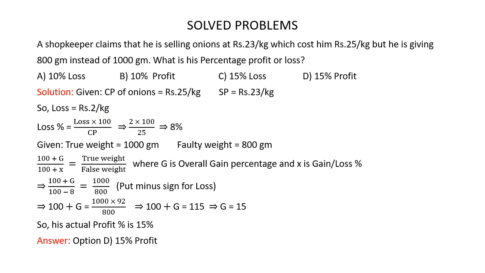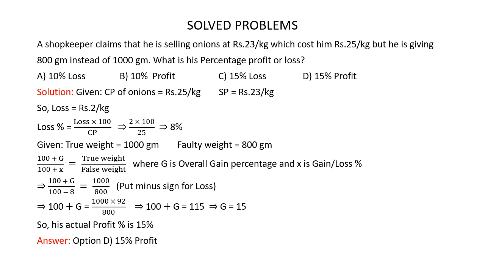Now we know that loss percent is equal to loss multiplied by 100 divided by cost price. We have found out that the loss is rupees 2 and cost price is given as rupees 25. Substituting these values in the formula here, we get loss percent is equal to 2 multiplied by 100 divided by 25, which is nothing but 8%.